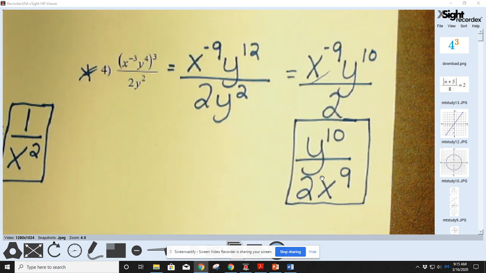So that's how you do those problems when there are multiple rules to follow.